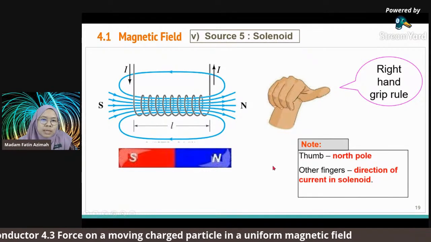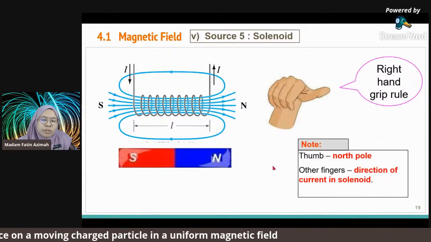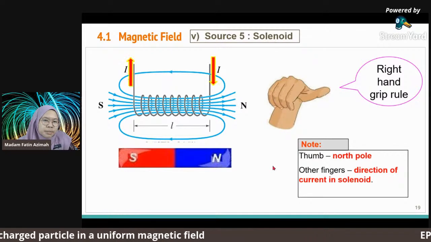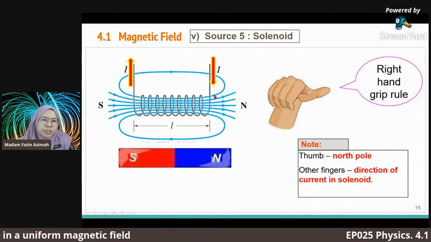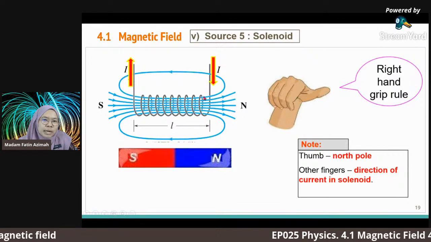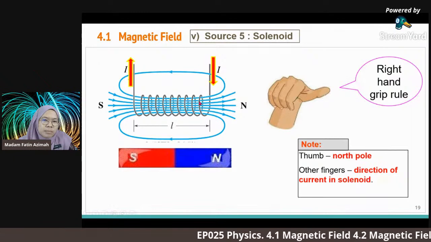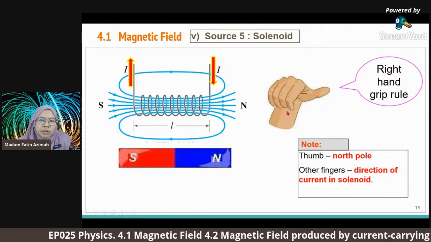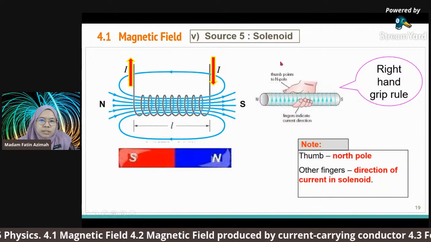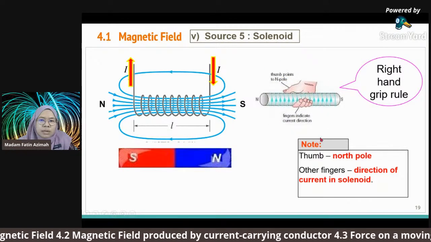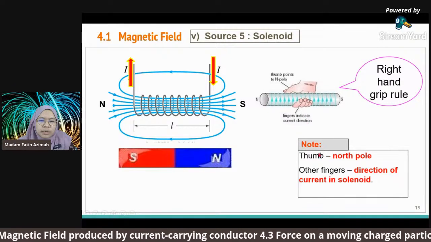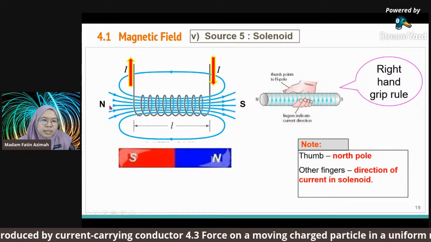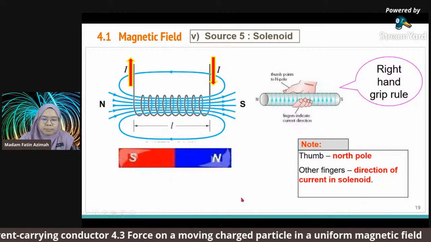Okay. But what if the current is flowing in a different direction? Okay, so the current is going to the back, down, going up, down, going up, down, going up. So you need to reposition your hands and fingers to follow the rules. So here we will get the north pole on the other side, right?